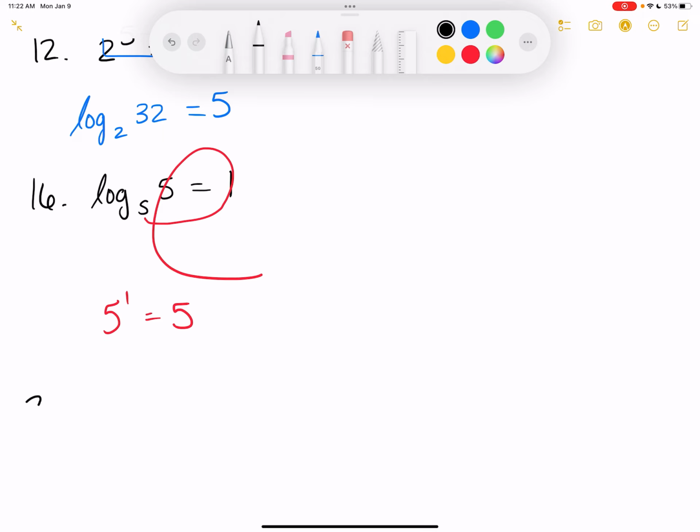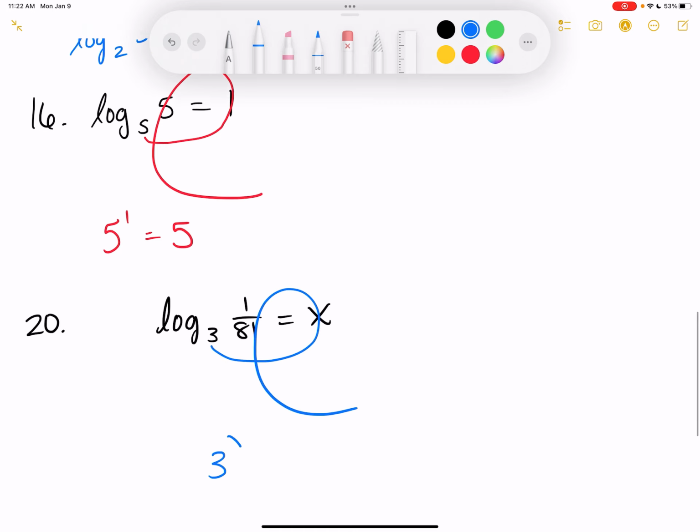All right, 20. These ones just say to solve. So we have x is equal to log base 3 of 1 over 81. A lot of times I will actually flip what I'm solving for to the other side and do it like this so that I can make my E. So I have 3 raised to the x is equal to 1 over 81.